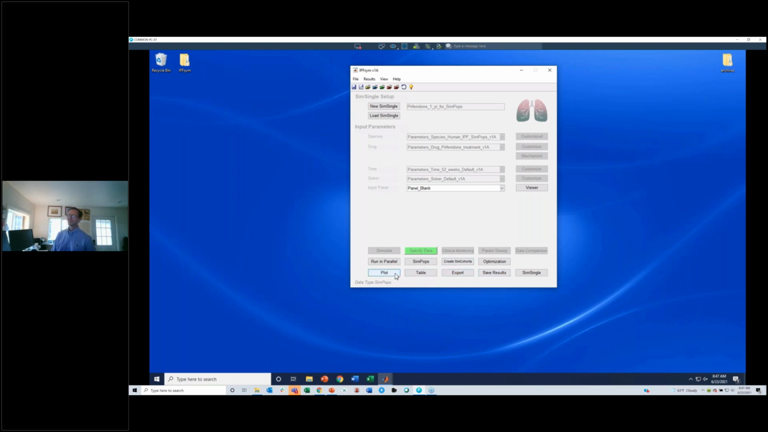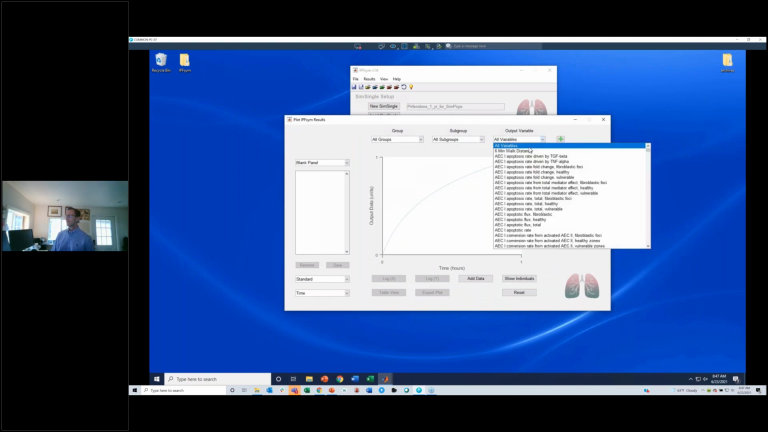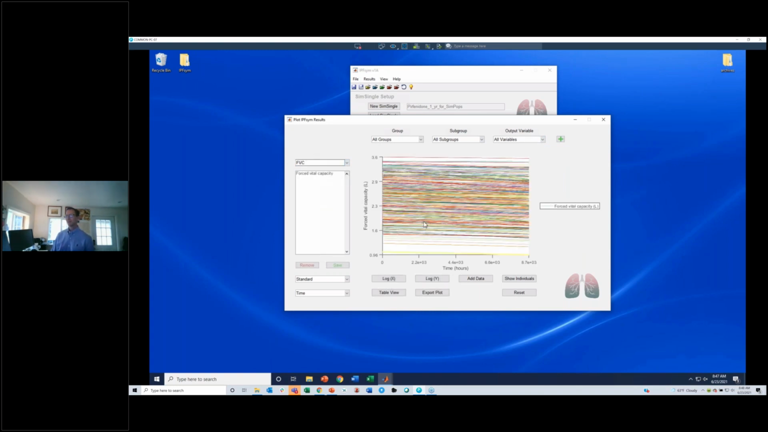So here we go, the results have loaded. The plot tab or button is now live. And so I'll show you real quick, one or two specific outputs. We have the ability to look at every single equation in the model as an output, and we have summarized some very specifically that are useful, for instance, FVC. You can see in these 360 some odd patients, a range of initial FVC values, and then with pirfenidone on board, variability in the slope, the rate of change in FVC, patient to patient.